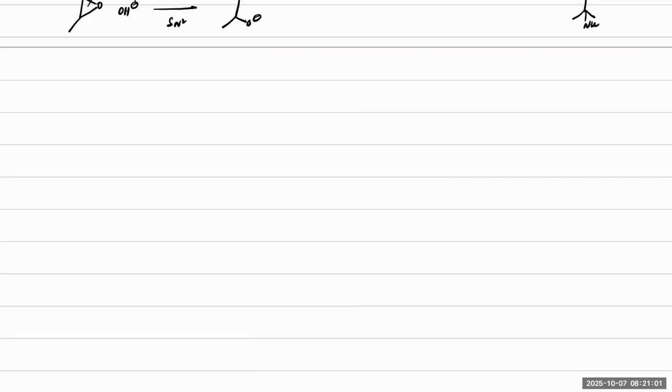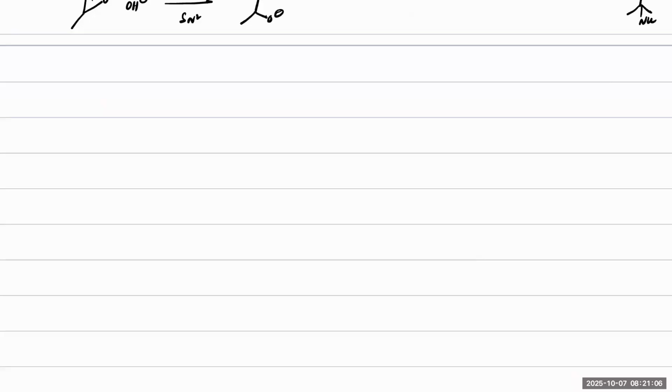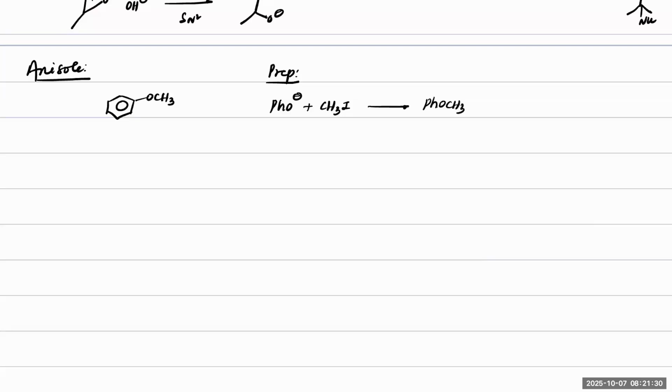That's it. Ethers can also be in the form of a benzene group. That is called anisole, and that is this one, OCH3. This is anisole. Preparation wise, the best thing is you take phenoxide and react that with CH3I, and it will become PhOCH3 plus I minus. This is Williamson ether synthesis. Clear? That's how you can get anisole.